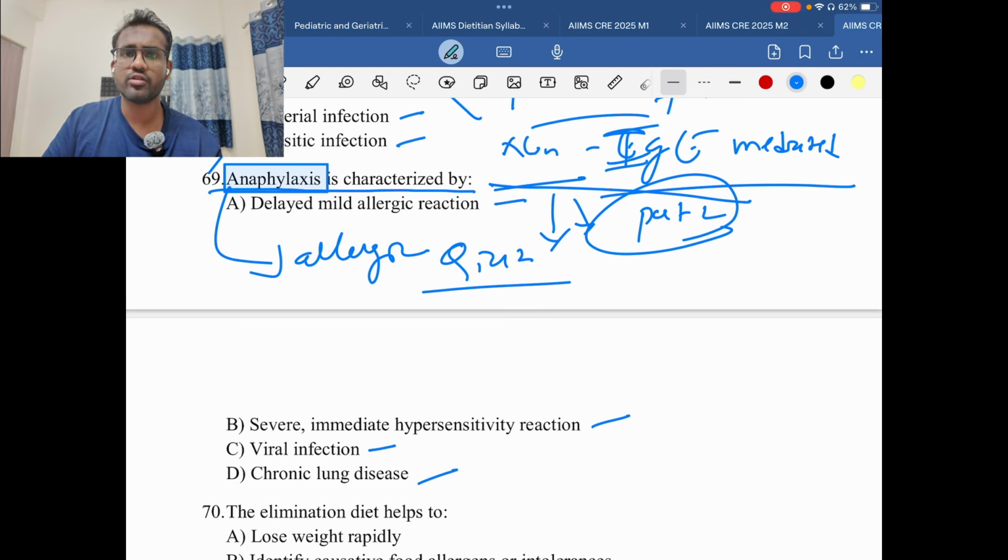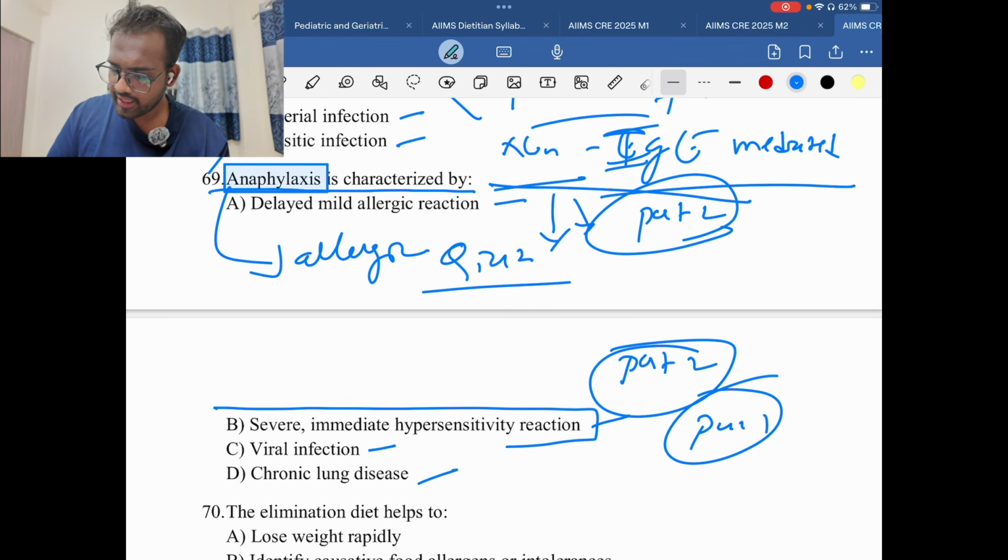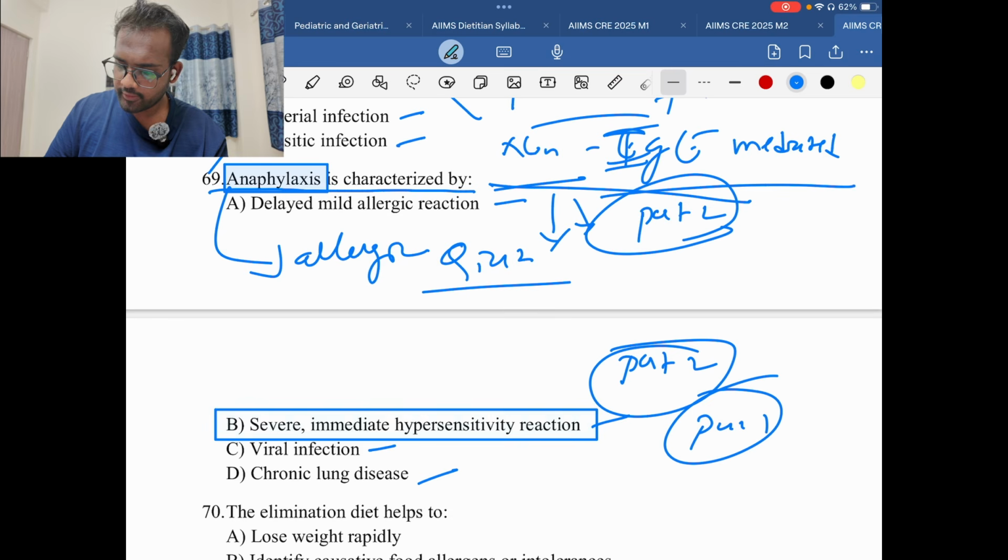This allergic reaction happens in the presence of histamines. About these histamines and what anaphylaxis is, I have explained in detail in part 1 and part 2 of the marathon series. You can go back and watch it once again. I have cleared it in detail, and you can go to the same food allergy PDF, where I have mentioned it in detail. That's enough to understand what anaphylaxis is and the types of reactions that happen. So always remember, if the word anaphylaxis comes, it is a quick, severe allergic reaction. So the answer will be severe immediate hypersensitivity reaction.